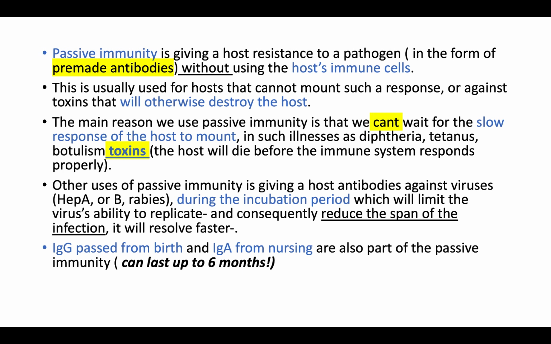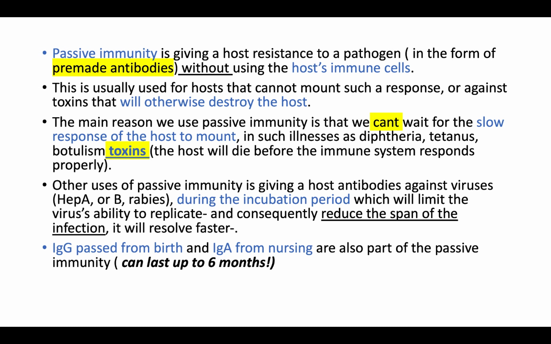So other uses of passive immunity: hep A, B, rabies, against certain viruses we mentioned, during their incubation period so they can limit the replication and reduce the span of infection and cause quicker resolution. IgG is passed from birth and IgA from nursing.